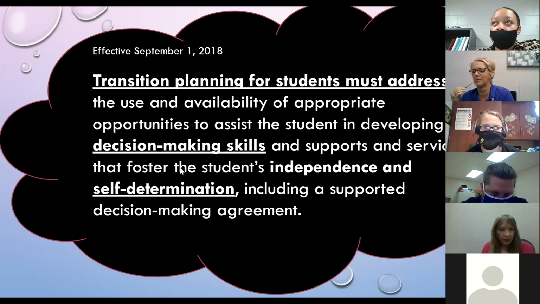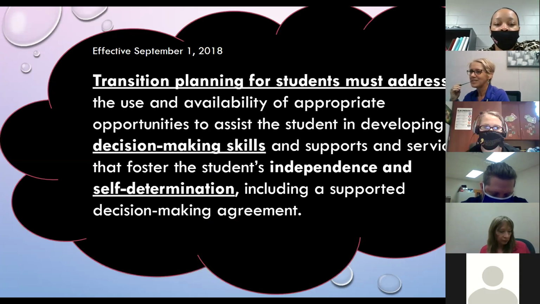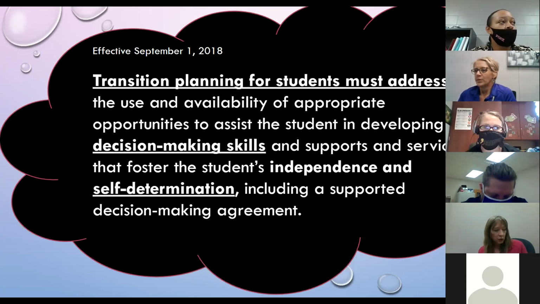Let's see where we're at. Okay, and then the act was once again updated with some amendments. That was in an effort to align the regulations with other education laws, like the Every Student Succeeds Act. At that time, this little gem was added as part of the accountability measures, and using proven practices and strategies. We must now ensure that our students are developing decision-making and self-determination skills.